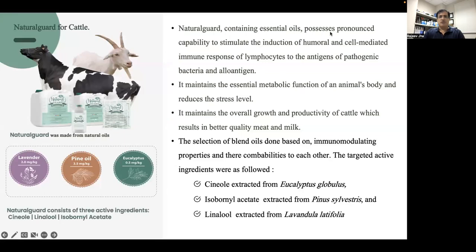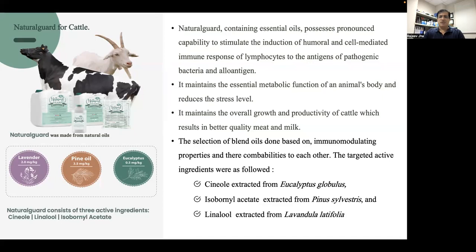Natural gut containing essential oils possesses pronounced capability to stimulate the induction of humoral and cell-mediated immune response of lymphocytes to the antigens of pathogenic bacteria and alloantigen. It maintains the essential metabolic function of an animal's body and reduces the stress level. It improves the overall growth and productivity of cattle, which results in better quality meat and milk.